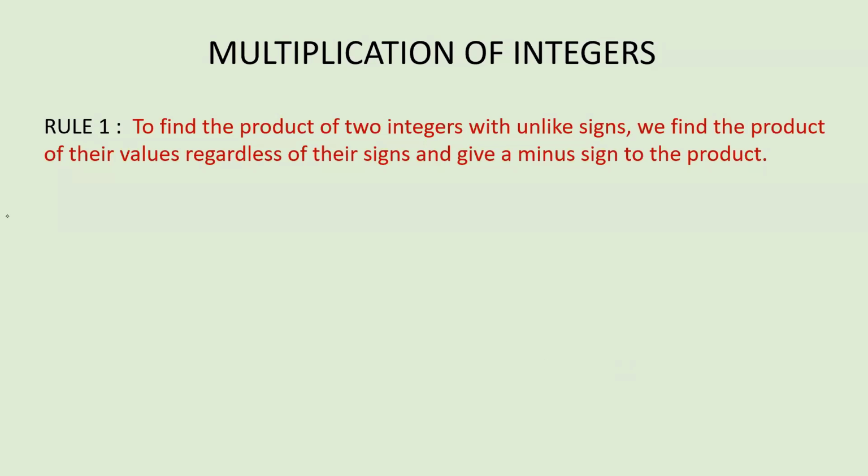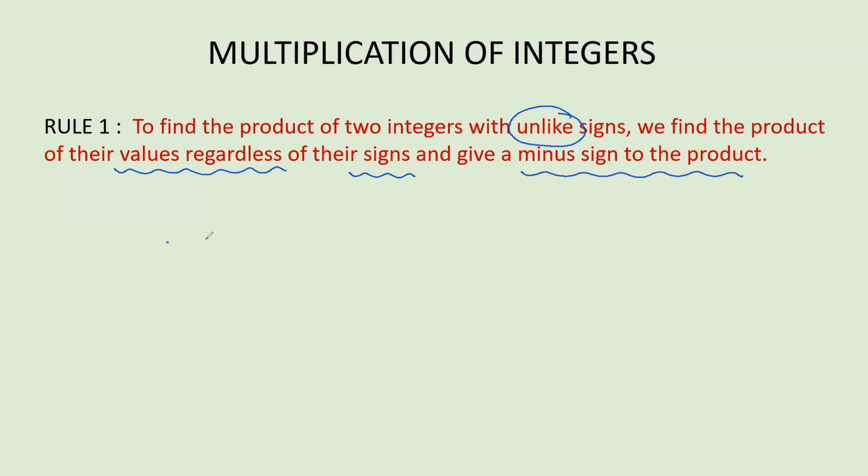Now the first rule says if we have to find the product of two integers, now these integers have unlike sign. Unlike sign means that one integer may be positive and the other integer may be negative. They are of different signs. So how do we find their product? We simply find the product of their values regardless of their signs. And then what happens? We give a minus sign to the answer, to the product.